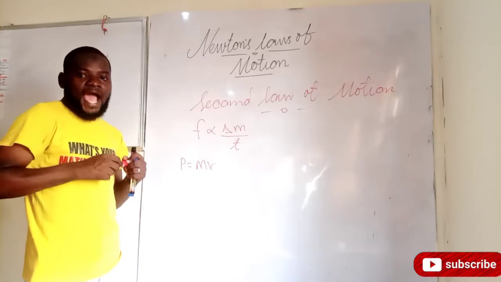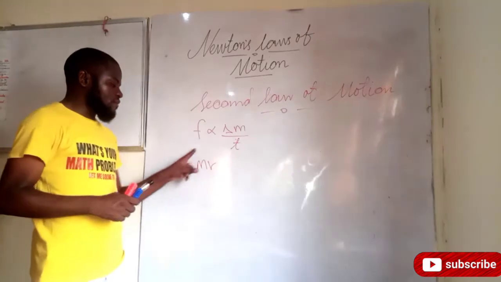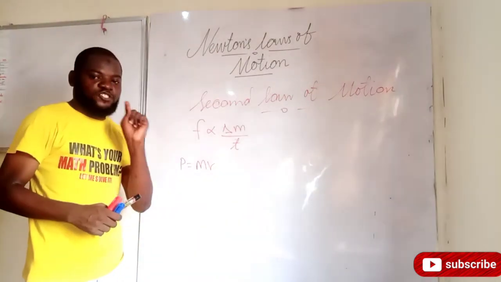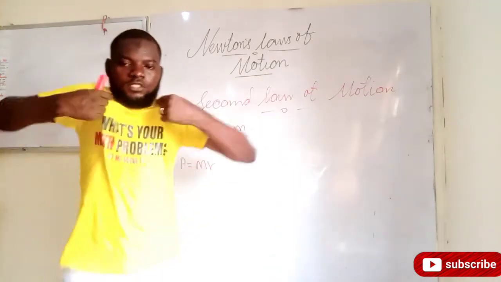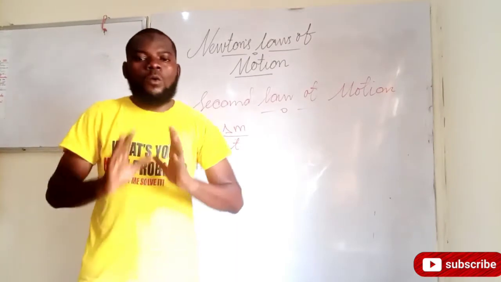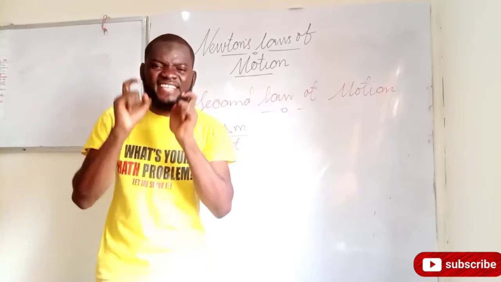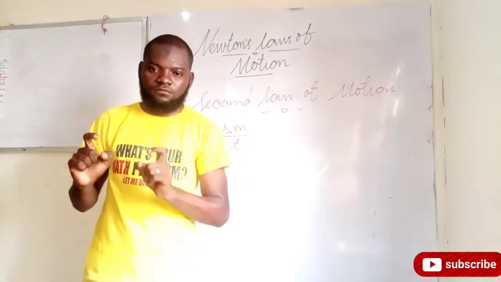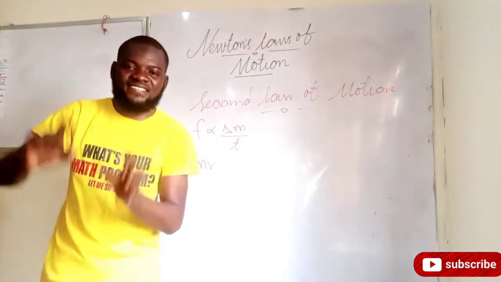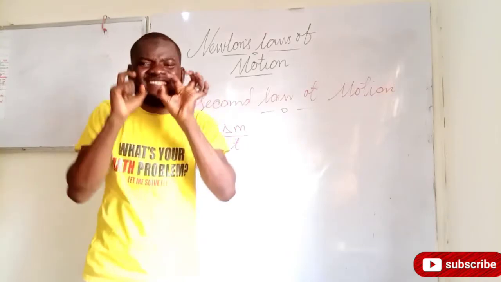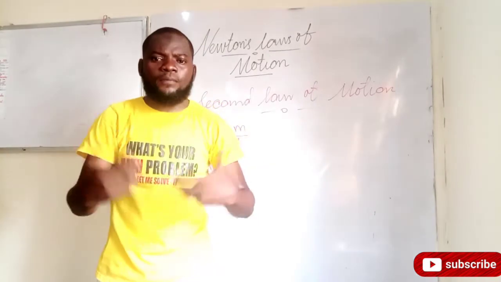The momentum of a body determines how difficult it will be to stop that body. When you talk about the momentum of a body, it is the same thing as saying the mass in motion. Momentum of a body is the same thing as saying what? The mass in motion. And that is what will determine how easy it will be to stop that body if that body is in motion.